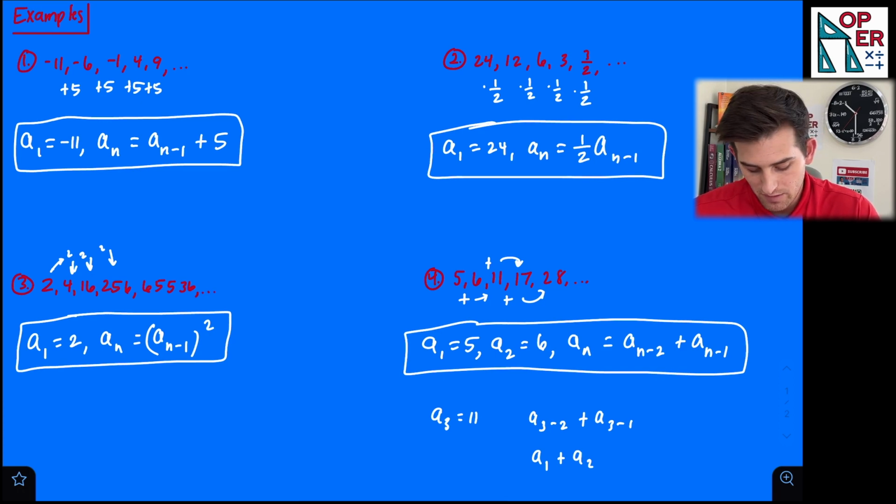Okay, so two examples of arithmetic, geometric, and then a couple examples of neither arithmetic nor geometric, but still a sequence that we can write a recursive rule for.